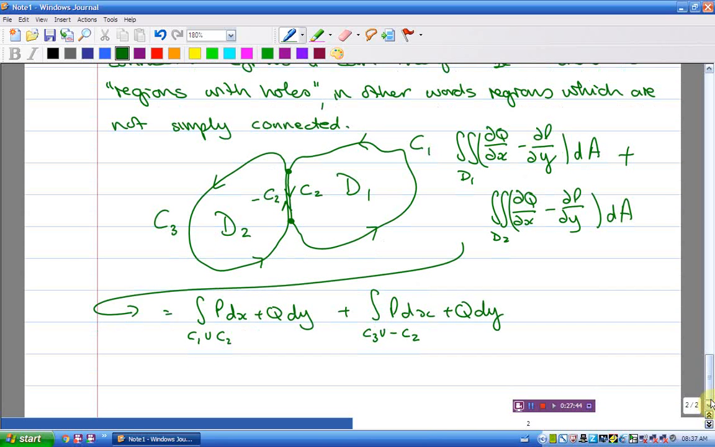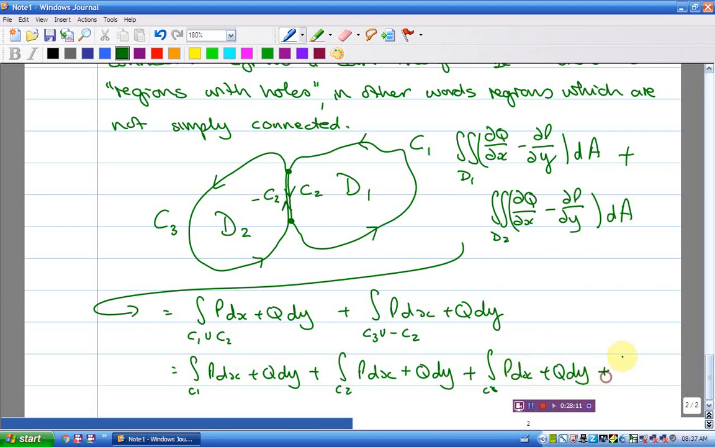All right, so we know that if you're working out a line integral along a curve that is itself a union of different curves, you can split it up. And this is the integral along C1 plus the integral along C2 plus the integral along C3 plus the integral along minus C2.